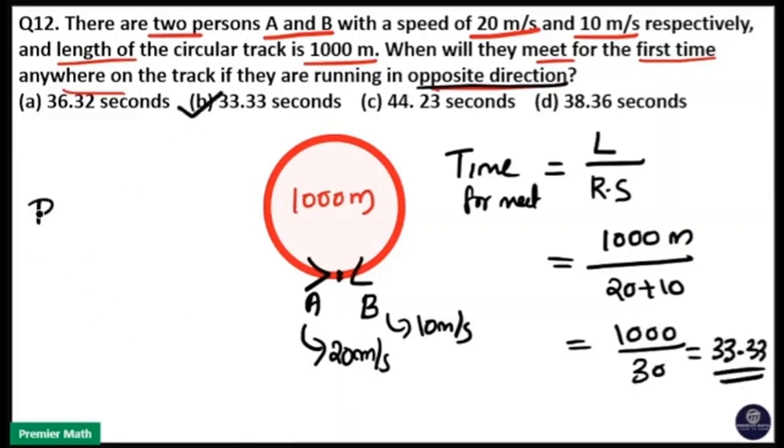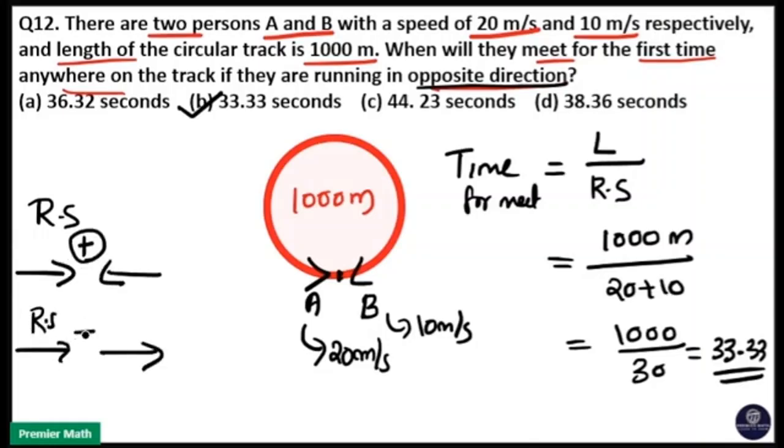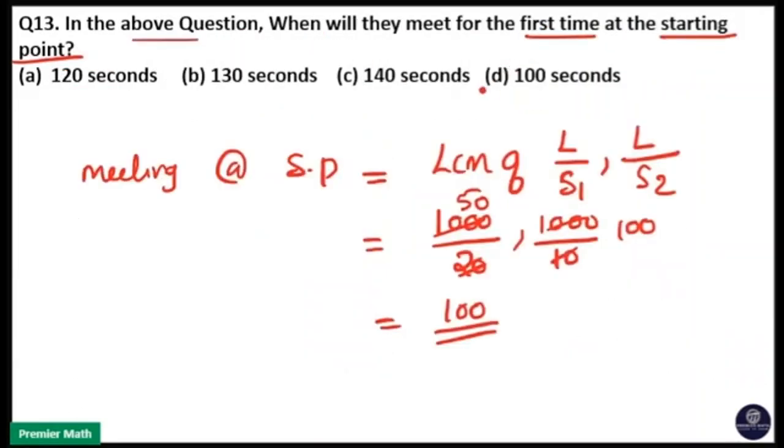Here, the relative speed of two people running in opposite directions is the addition of their speeds. The relative speed of two people running in the same direction is the subtraction of their speeds.